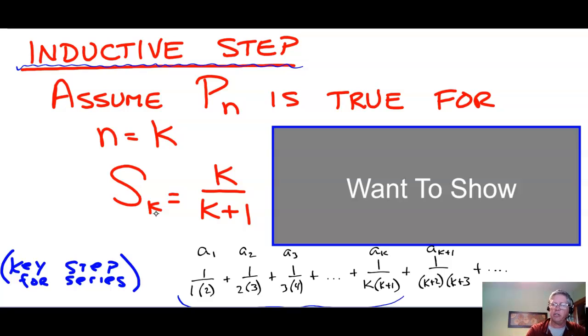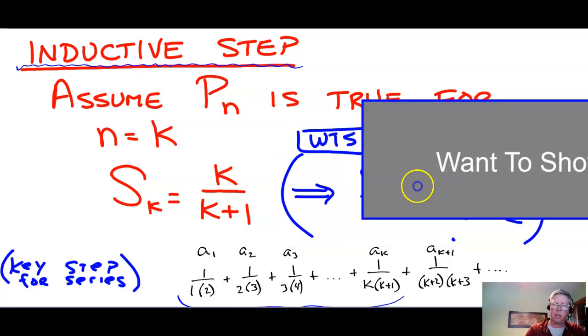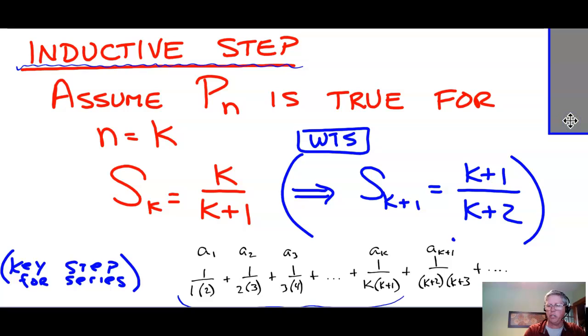I put this next to it because now is the idea of where do we want to get to? What would make our life really good? And that is, if I could somehow show that S sub k plus 1 is equal to k plus 1 over k plus 2. Notice I'm using our conjecture, and instead of k, I'm thinking about k plus 1. So I plugged in a k plus 1 here, and I plugged in a k plus 1 here. It's important to notice that I did a little bit of math there. k plus 1 plus 1 is k plus 2.